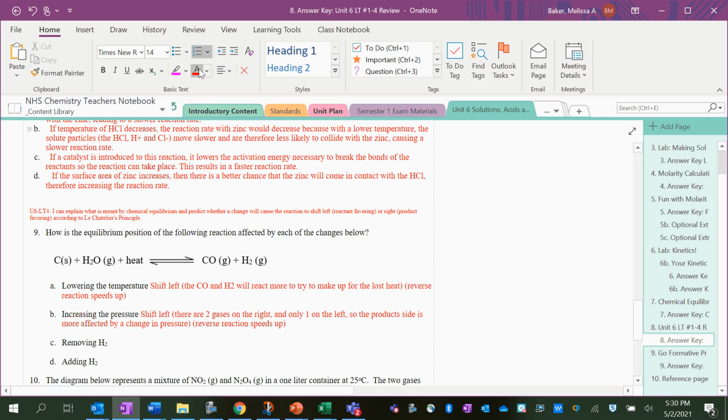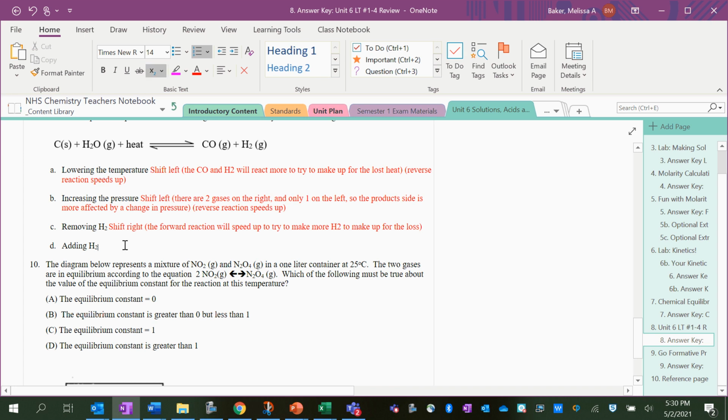Removing H2. This will cause it to shift right. The forward reaction will speed up to try to make more H2 to make up for the loss. It's like, oh no, we're short on H2. And if you add H2, it's going to do just the opposite. It'll shift left. The reverse reaction will speed up to try to get rid of the excess H2.